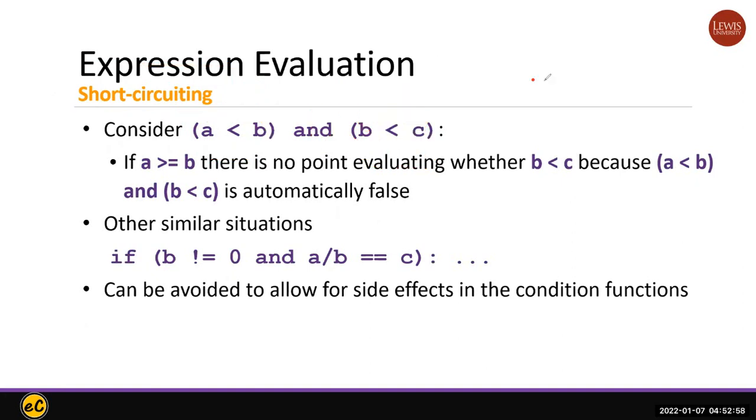On the other hand, you have expression 1 or expression 2. Then if this was true, the second portion will not be evaluated as well. So here if B not equal 0, and if this one B equal 0, then the second portion will not be evaluated. So you will not see the A divided by 0 exception. So this one is so-called short circuiting.